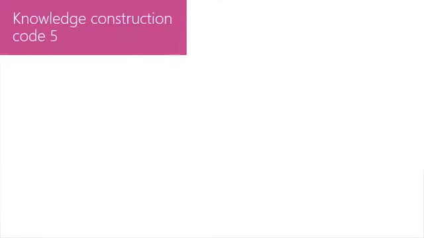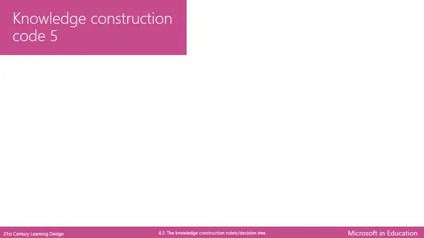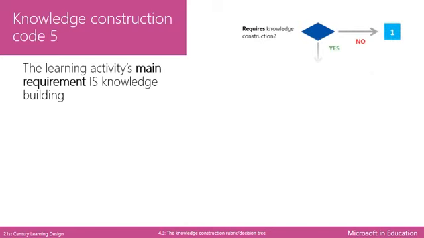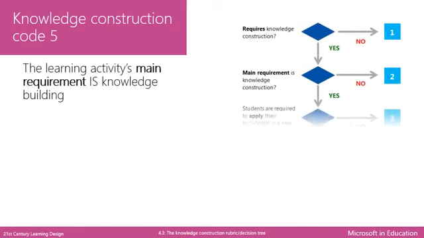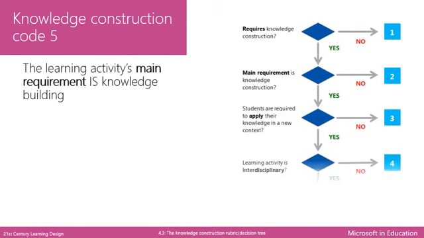Finally, if the learning activity is interdisciplinary and it does have learning goals in more than one subject, then the learning activity is coded at a 5. This means that the learning activity's main requirement is knowledge building, and the learning activity does require students to apply their knowledge in a new context, and the knowledge building is interdisciplinary. The activity does have learning goals in more than one subject.